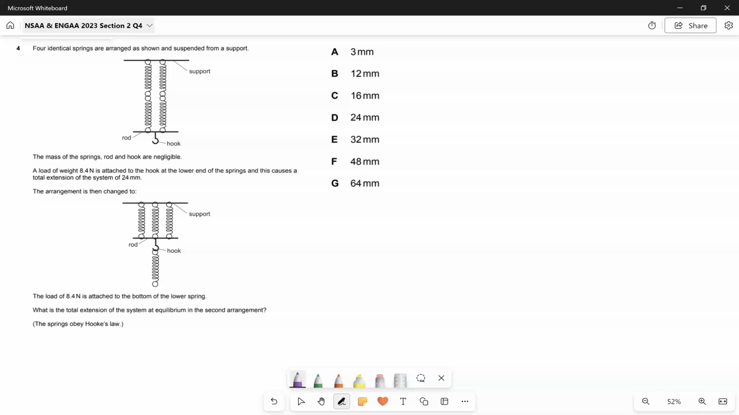The arrangement is then changed to this as shown. The load of 8.4 newtons is attached to the bottom of the lower spring. What is the total extension of the system at equilibrium in the second arrangement?